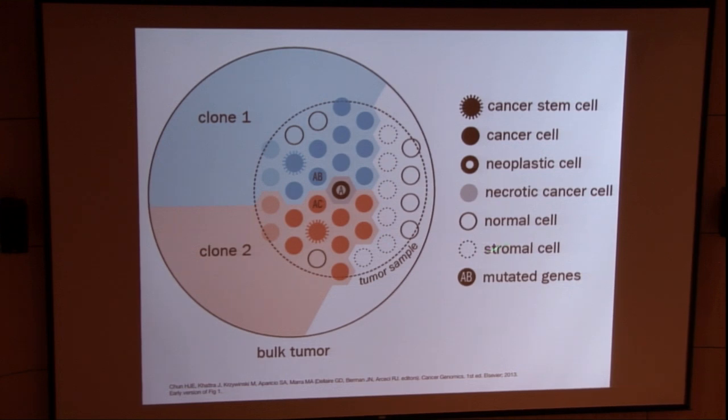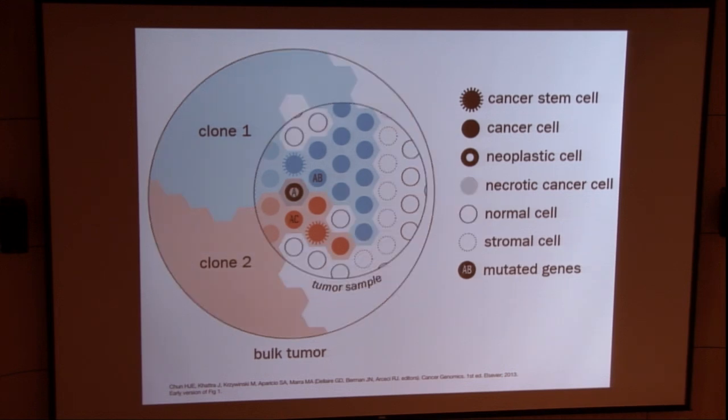And then there's the stromal cell, which they wanted. It's a type of normal cell. And if a cell has particular genes that are mutated in it, they're indicated by letters. So the idea is that clone 2 has A and C mutated, and clone 1 has A and B mutated. And then I moved this thing around because they wanted to demonstrate that in some cases the sample might have less of one clone than another, and there might be some normal cells put in there.